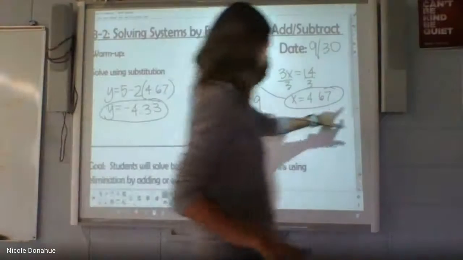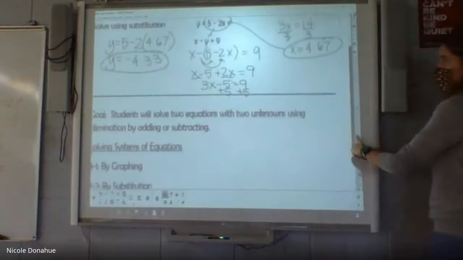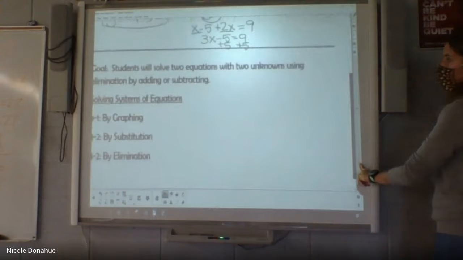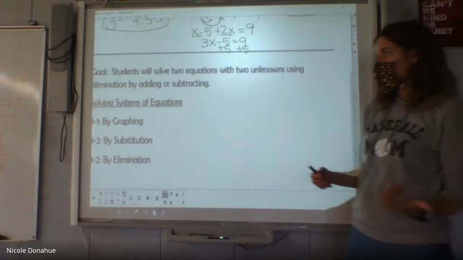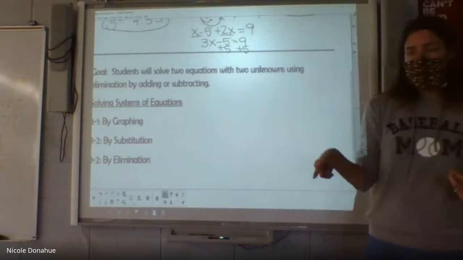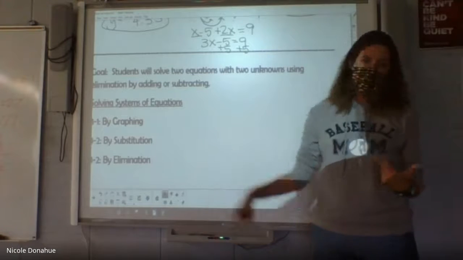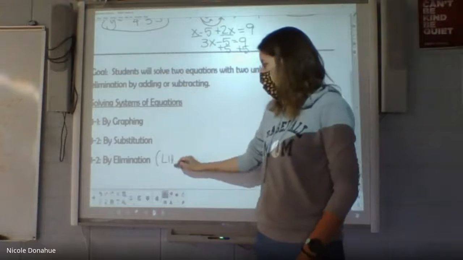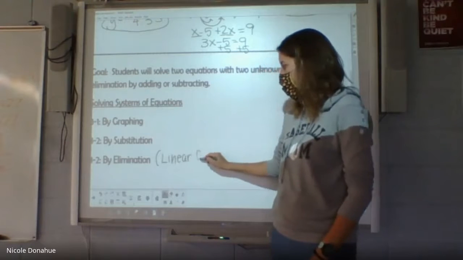Okay, so talking about what we've done so far, we've done 3 different types. So we've done solving by graphing, solving by substitution, and today we're doing solving by linear or elimination. Some places you'll see they call it linear combinations.